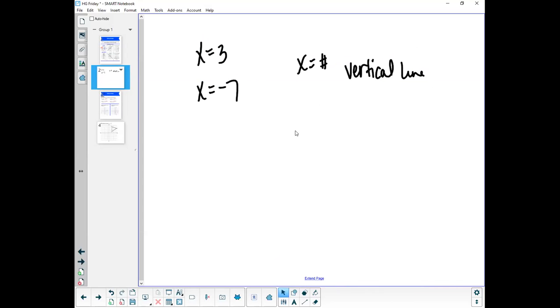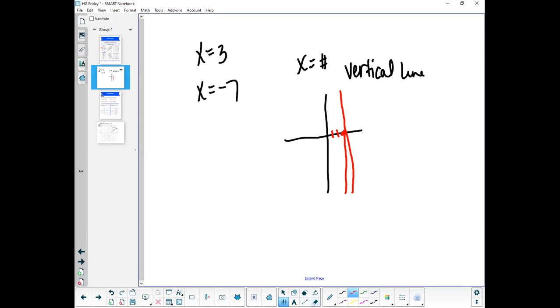So here's why. Here's my XY axis, right? Notice there's no y involved here at all. x always has to be 3. y doesn't matter, because x is always going to be 3. So when I go to x equals 3, that is going to be a vertical line, because no matter where I go on this red line, no matter how high, no matter how low, x is always going to be 3.